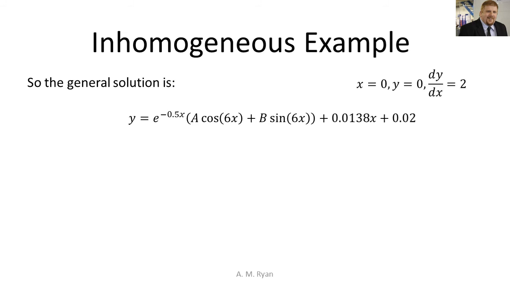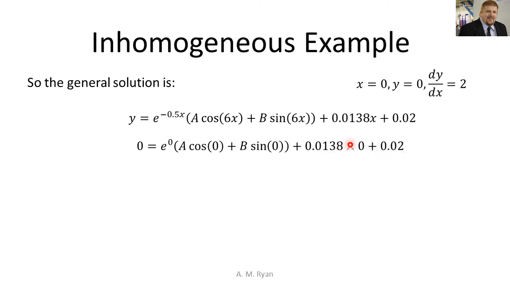With the boundary conditions, I've brought them back here. So y is 0 and x is 0. Now let's plug them in. So we get that 0 is equal to e to the 0 times a cos 0 plus b sine 0 plus 0.0138 times 0 plus 0.02.